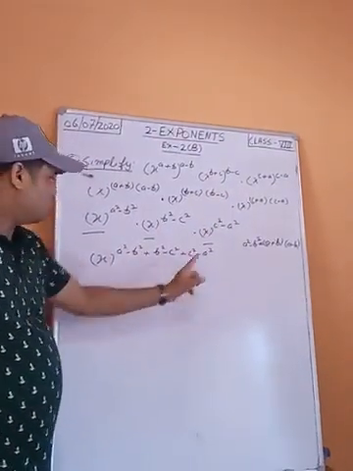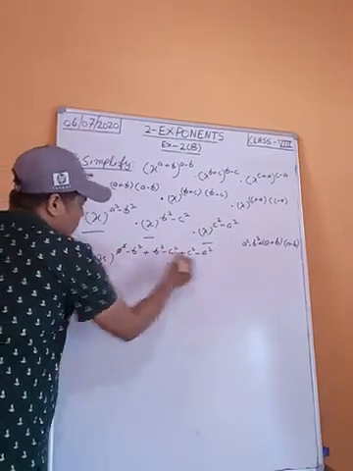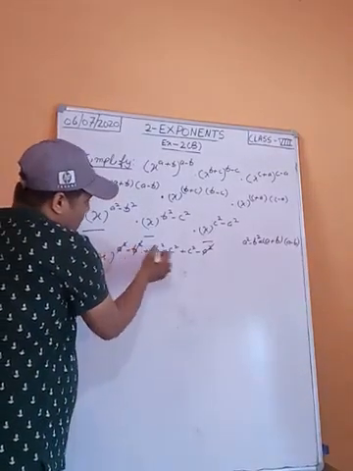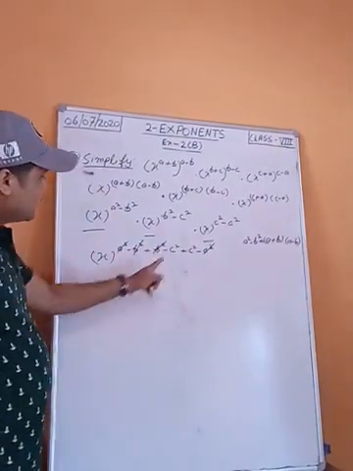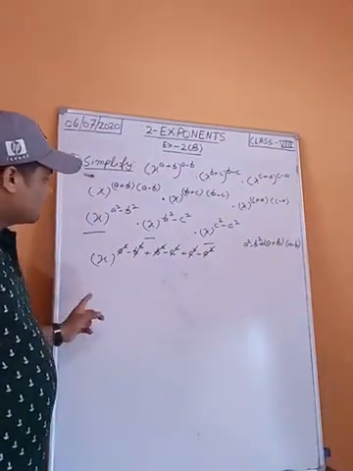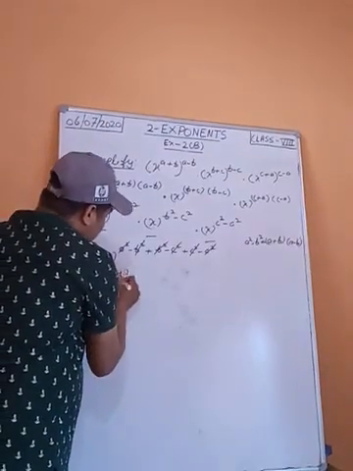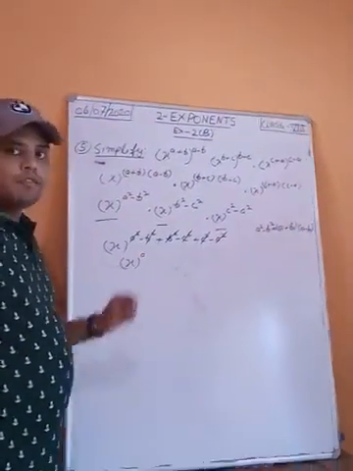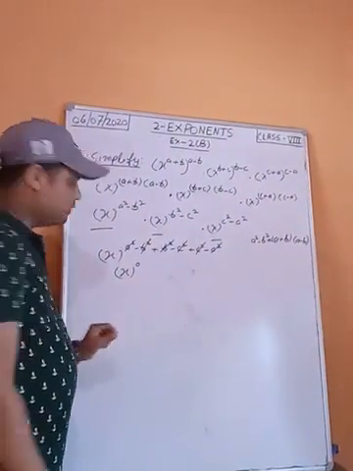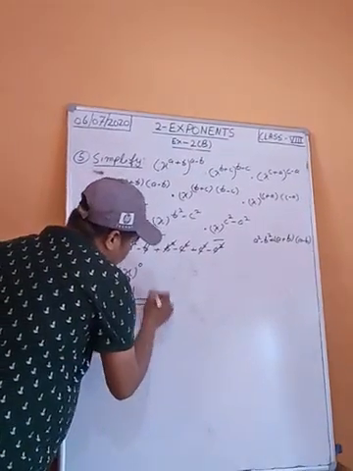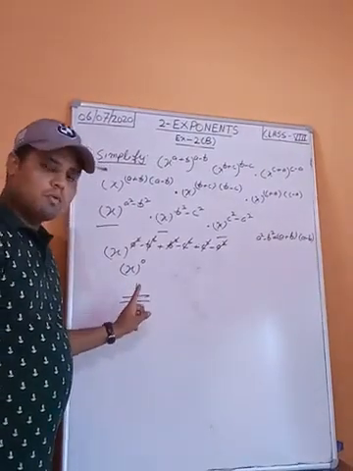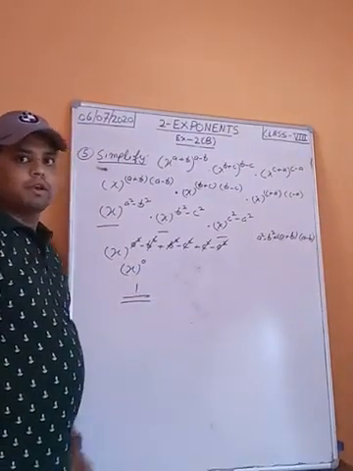Now we will solve this. Here is positive a square, then negative a square, they cancel. Negative b square, positive b square. Negative c square, positive c square. They cancel. What is left? Nothing. It means x raised to the power 0. If any variable is having power 0, it means 1. So the answer is 1. X raised to the power 0 is equal to 1.